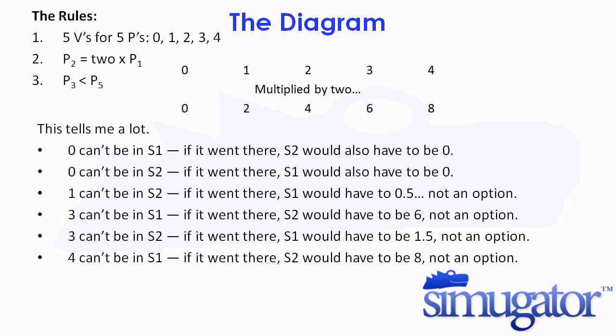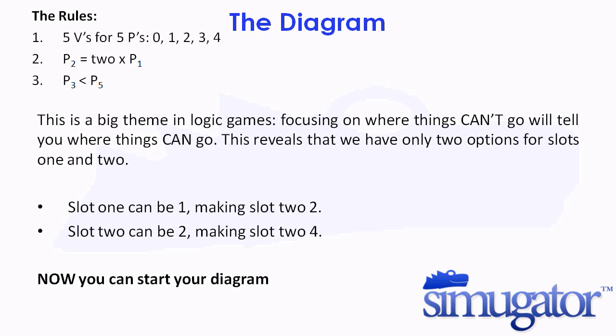3 can't go in slot 2. If it went there, slot 1 would have to be 1.5. Not an option. So basically odd numbers can't go in slot 2 is the drift I'm getting. So 4 can't go in slot 1 because if it went there, slot 2 would have to be 8. Again, not an option. So now this is a big theme in logic games, which is focusing on where things can't go to tell you where things can go.